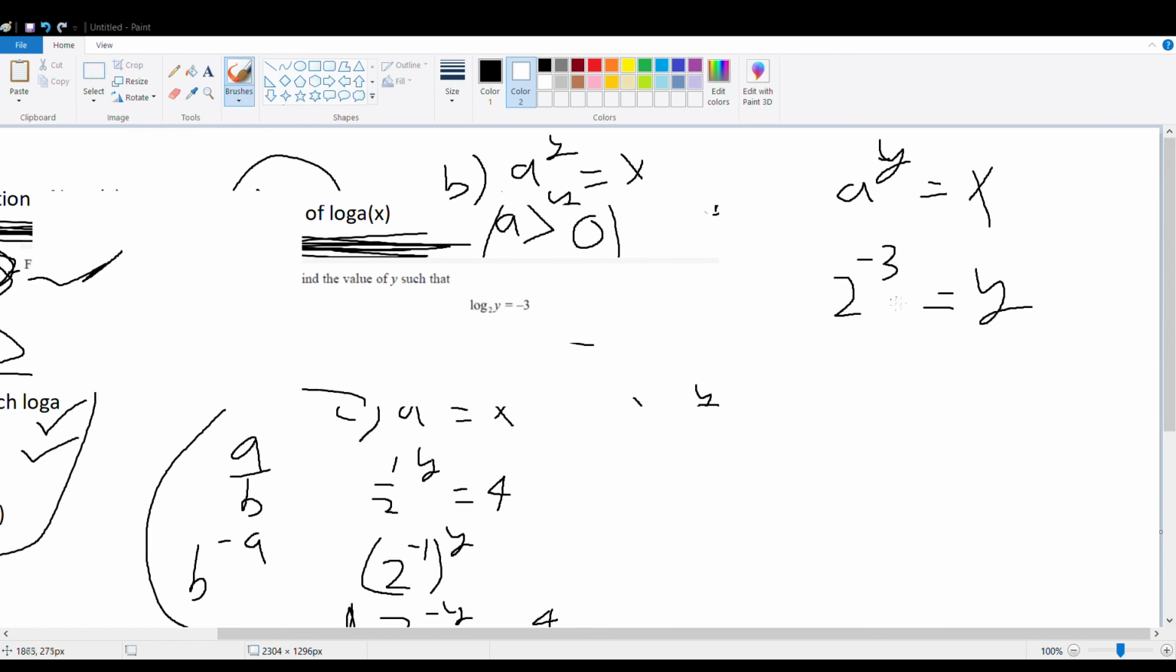All I have to do is just do some basic math, and y equals 1 over 8, because 2 to the power of 3 is 8 and it is negative, so 1 over 8.